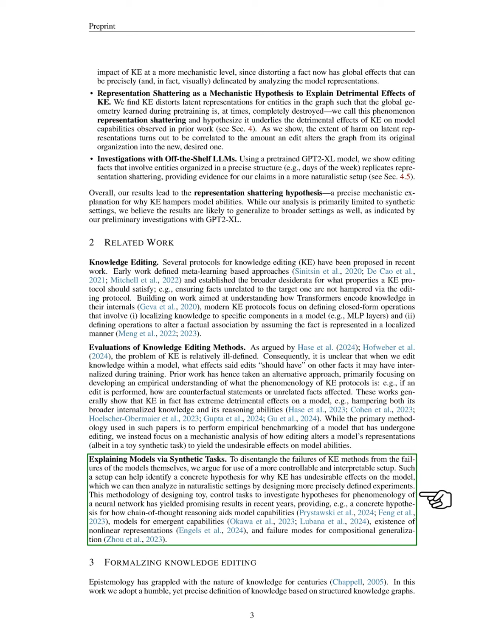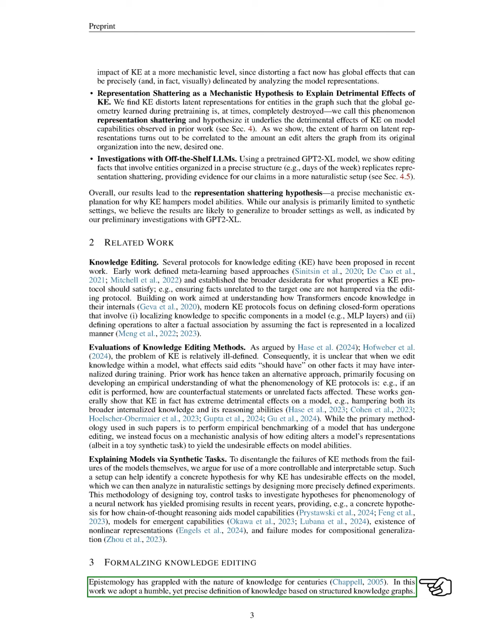To better understand the shortcomings of K methods, we advocate for a more controlled and interpretable experimental setup. This approach allows us to formulate specific hypotheses about why K negatively impacts models, which we can then test in more realistic scenarios through carefully designed experiments. Our methodology of using simplified tasks to explore neural network behavior has yielded valuable insights in recent years, such as how chain-of-thought reasoning enhances model capabilities and the existence of nonlinear representations.